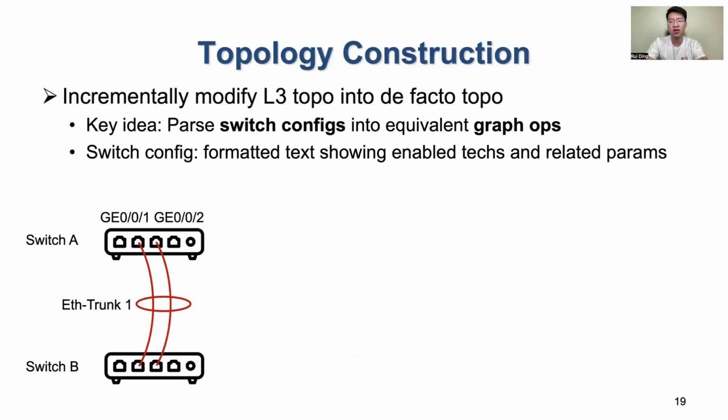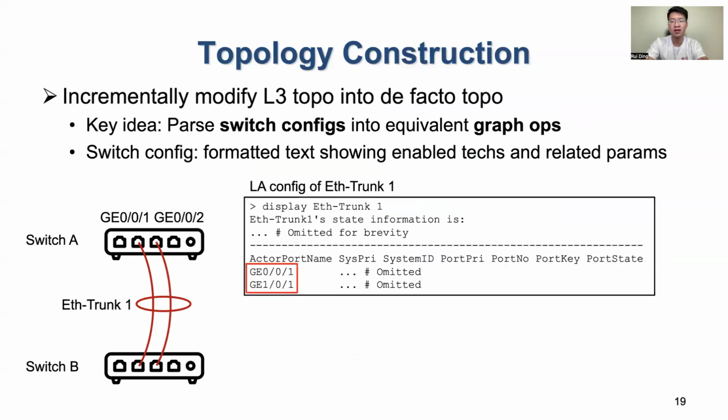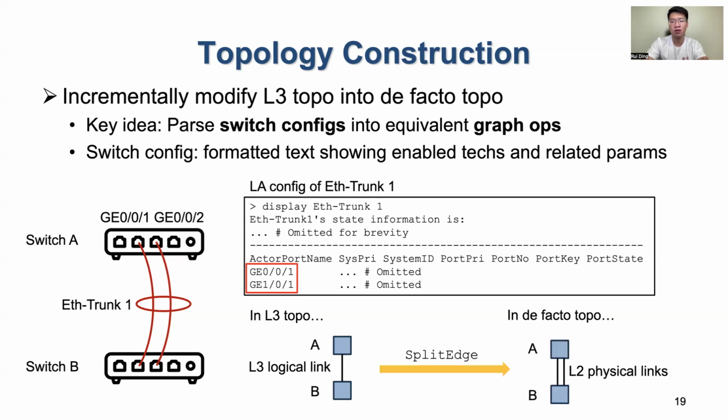Assume we have the topology on the left. Then the configuration for this LAG will look like this piece of text. And we know two 2 GB Ethernet ports are its member ports. In the layer 3 topology, we have only one logical link representing this connection. So we issue a split edge operation, and this edge will become two physical links in the de facto topology.